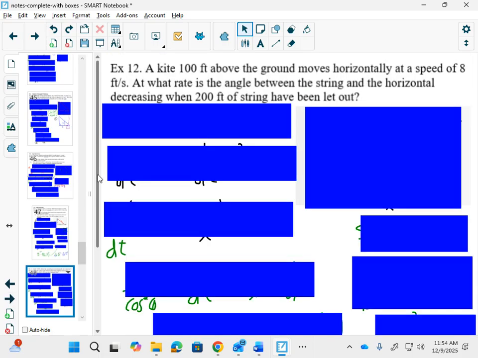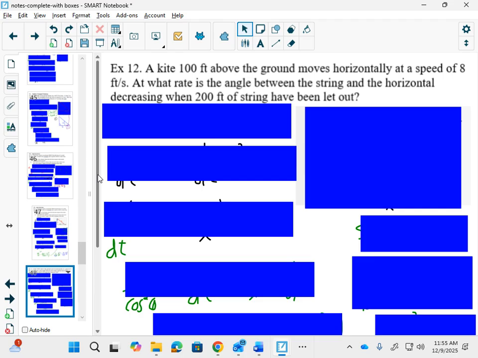A kite 100 feet above the ground moves horizontally at a speed of 8 feet per second. At what rate is the angle between the string and the horizontal decreasing when 200 feet of string have been let out? I'm going to tell you that your number one issue with these questions is probably your ability to draw a picture. Okay? So, maybe at the top of your page, try sketching it on your own.